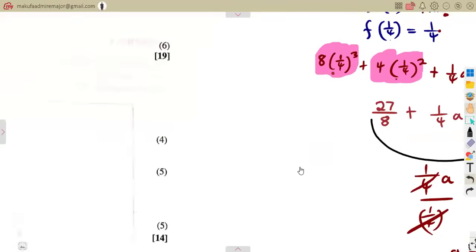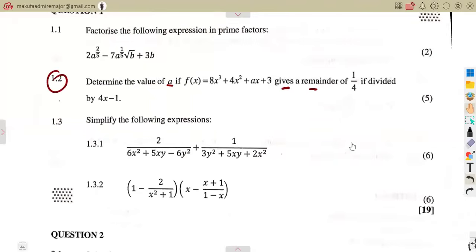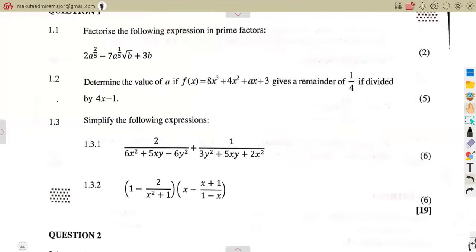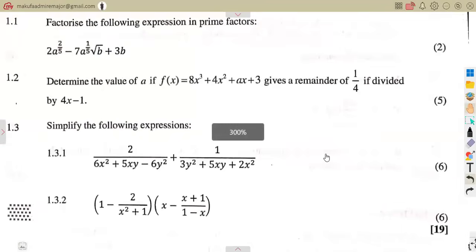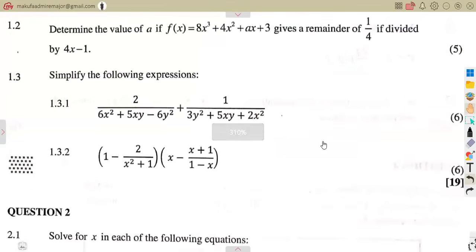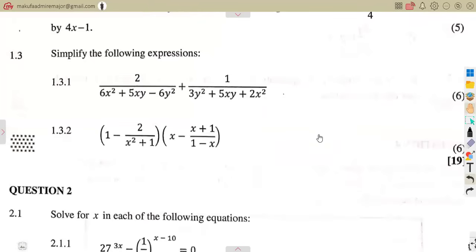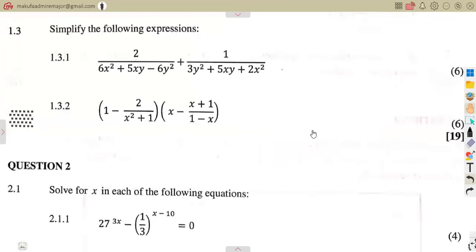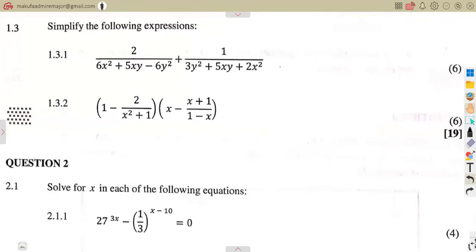If you've got time for that, guys, this is revision. You can also just try to prove and see if truly you are going to obtain a remainder of that, or you can just use the remainder concept. f of 1 over 4 must be equal to the remainder if you substitute that value of a.